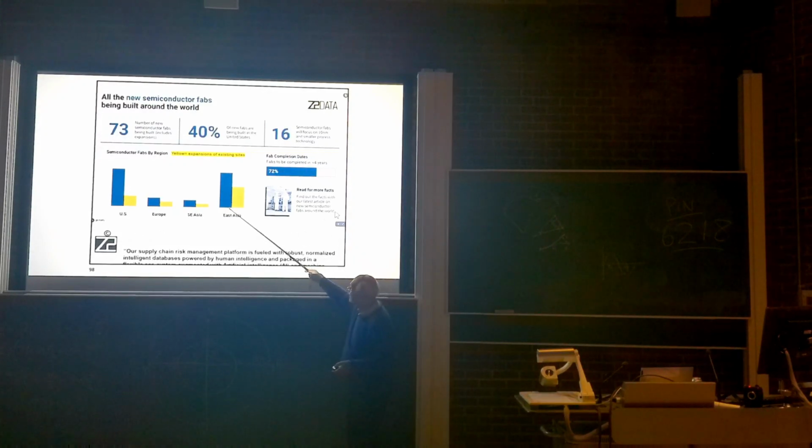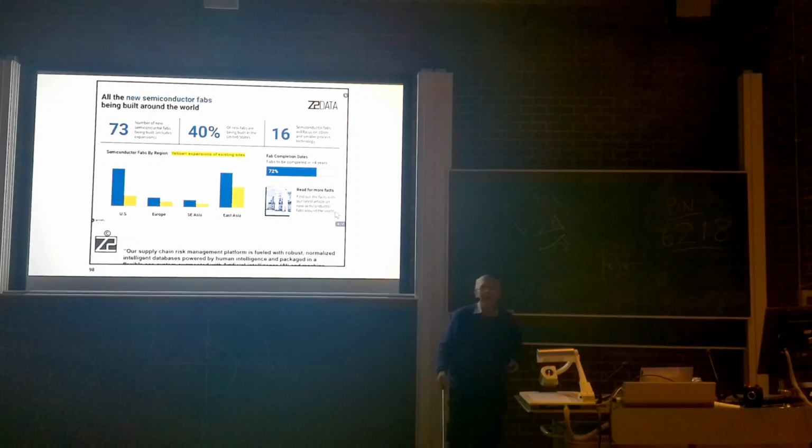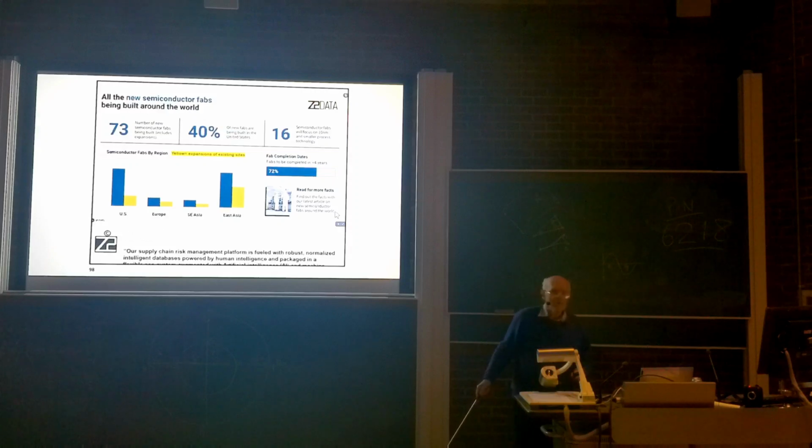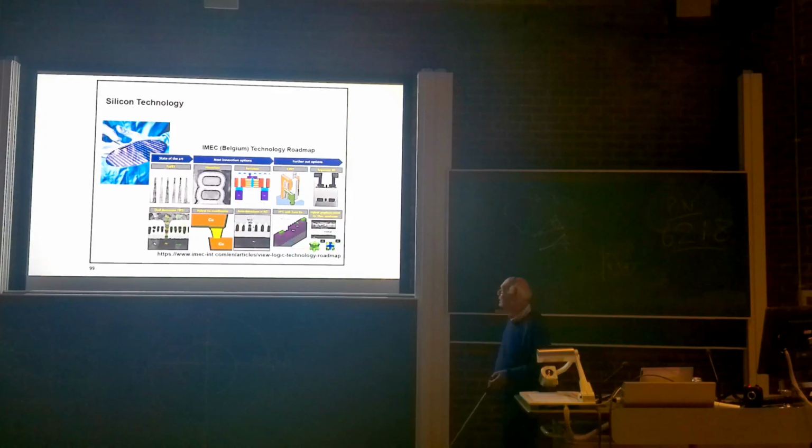East Asia is really the place where TSMC and Samsung are. So US is over here, and I think ARM gets their chips, the ARM chips which we saw earlier, which will go into phones. They get their chips made by TSMC. So it's all interrelated. So supply risk management platform is fueled with robust, normalized, intelligent databases, etc. They try very hard to keep it all flowing.